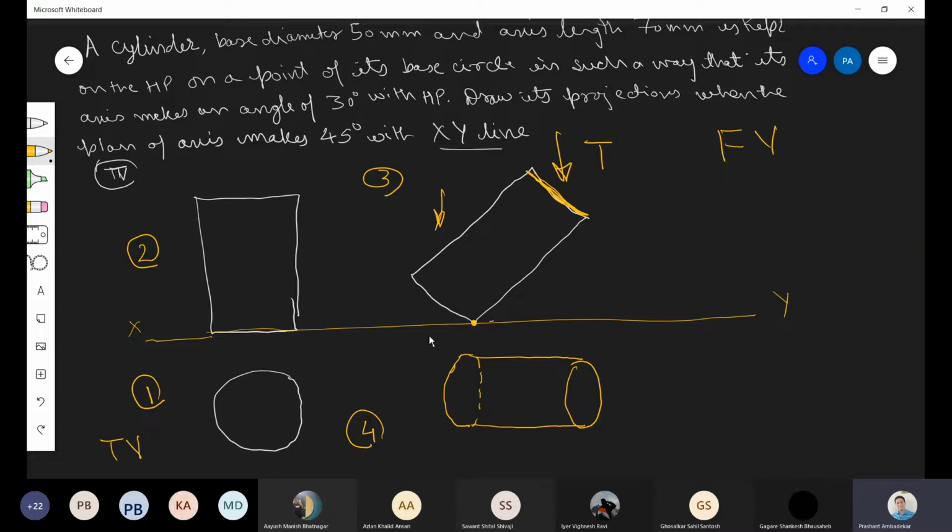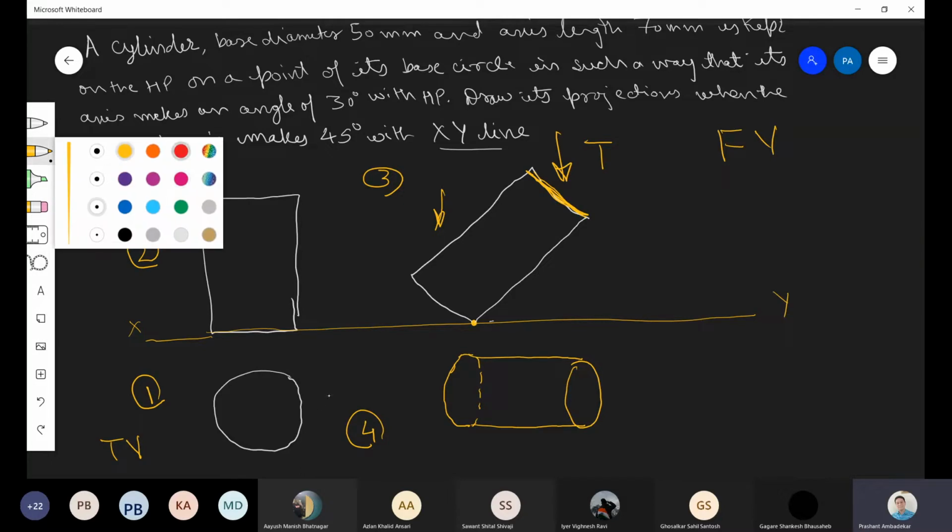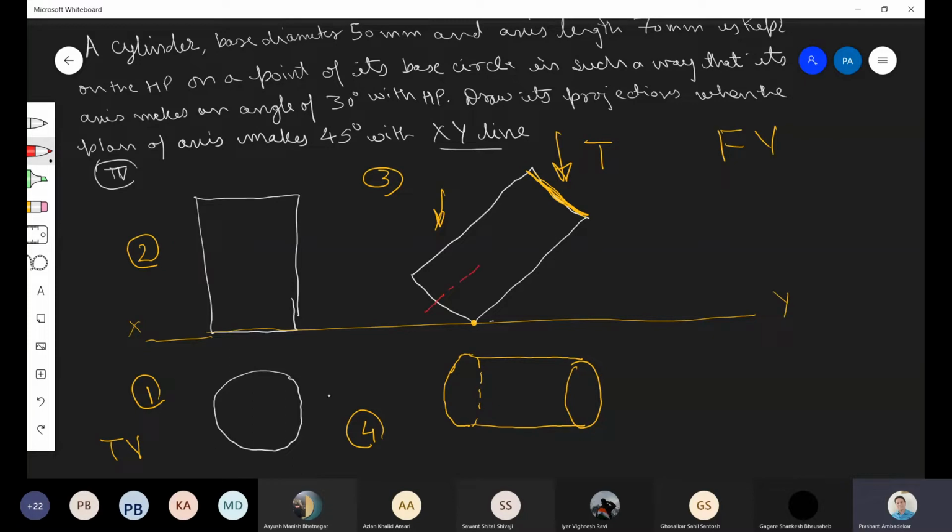Okay, so see how easy it is. It is really easy. Now आगे बढ़ते हैं. Base circle, draw its projection when the plan of the axis, plan मतलब top view, axis का plan of axis मतलब axis in top view. So where is the axis in top view? See, this is the axis in top view. So when you are drawing this, you also have to draw the axis, and I will draw it in red color for your understanding. This has to be drawn, okay? You have to draw it, and here also you have to draw the axis from this point to this point.